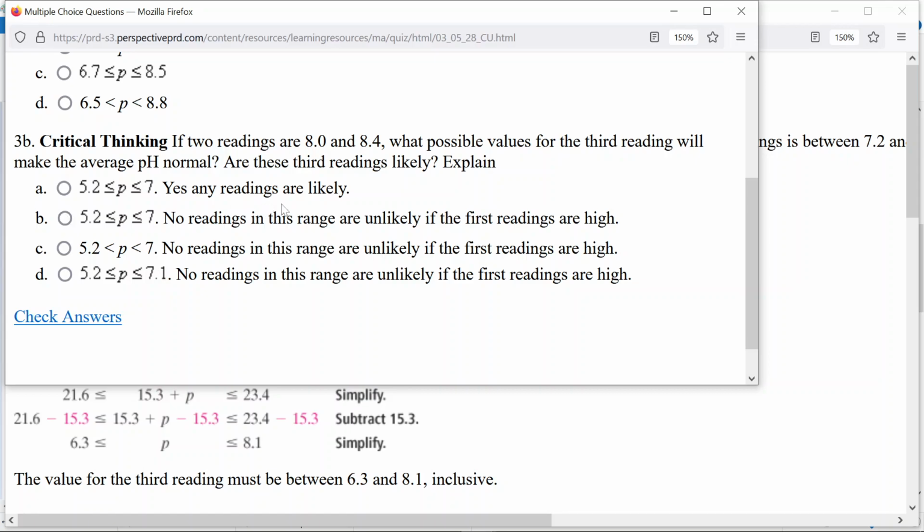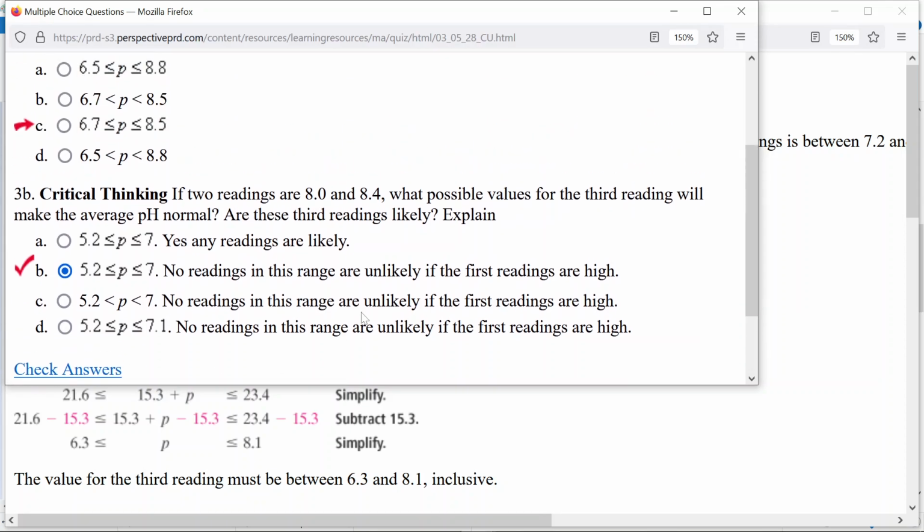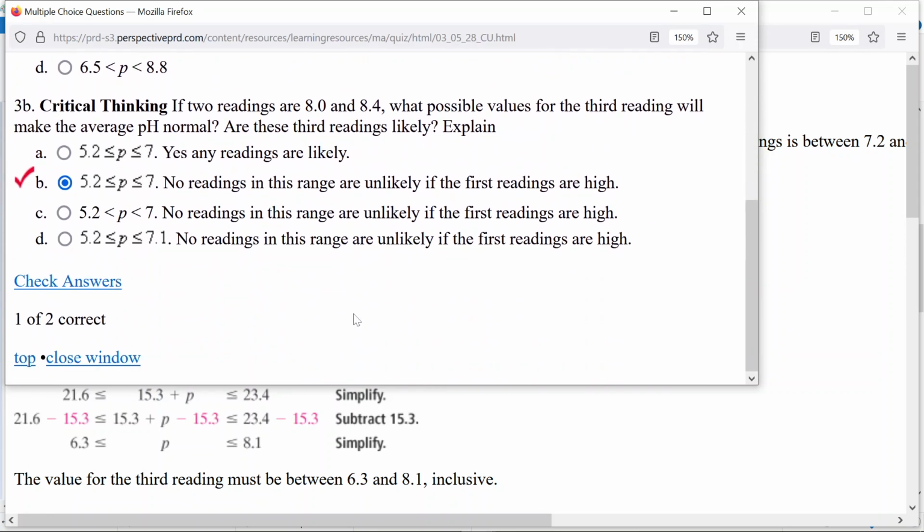5.2 is less than or equal to P. And the readings are probably unlikely. And notice A says 5.2 is less than or equal to P is less than or equal to 7. But if the first two were 8 and 8.4, probably not going to be all the way down to 5.2, something like that, or even 7. It's just way lower than the other two readings. So unless I made a big mistake, they're going to be unlikely. So I would say answer B. And I think that comes out correct. I didn't even answer the first one, so it said that one's incorrect.